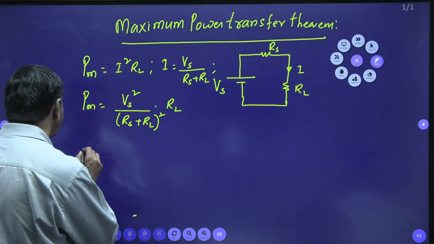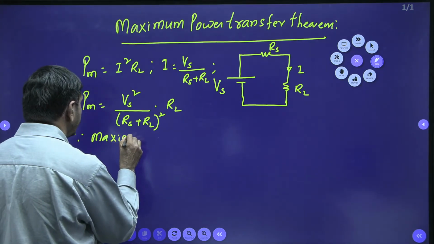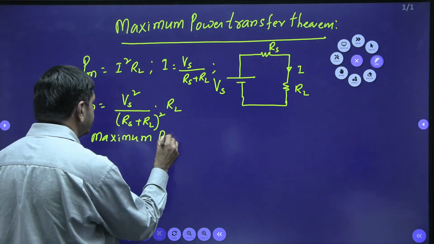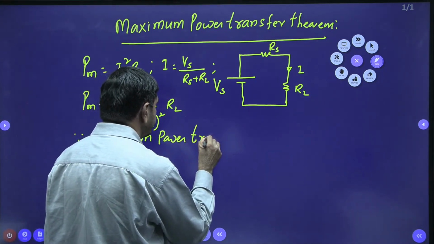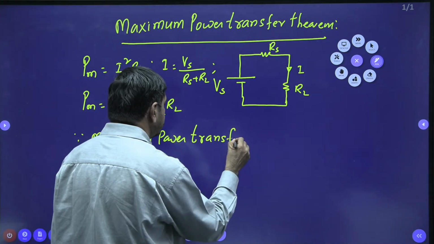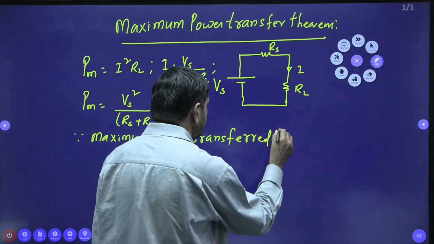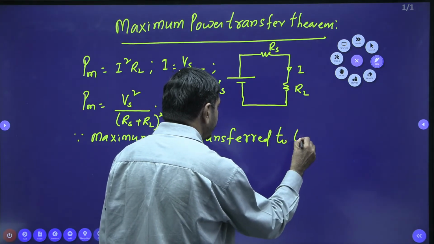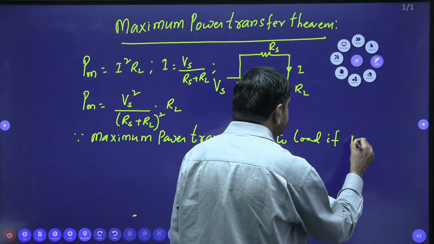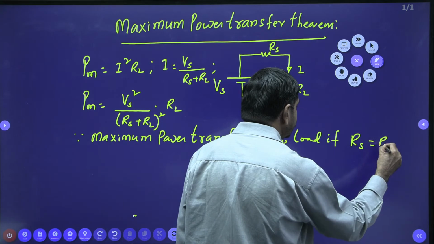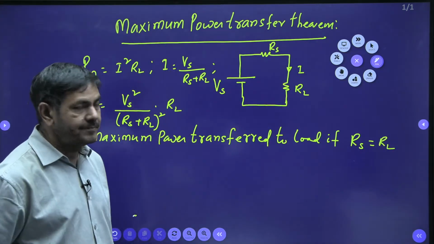Maximum power is transferred to the load if Rs and RL are equal. This condition is very important. If these two are equal, then only maximum power will be transferred.